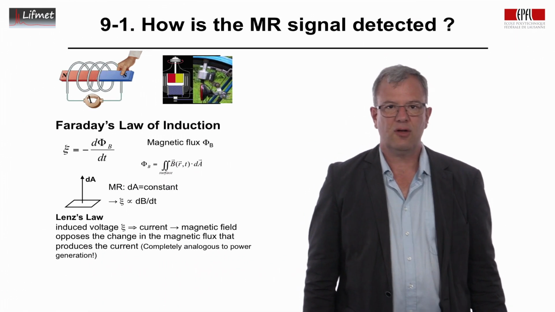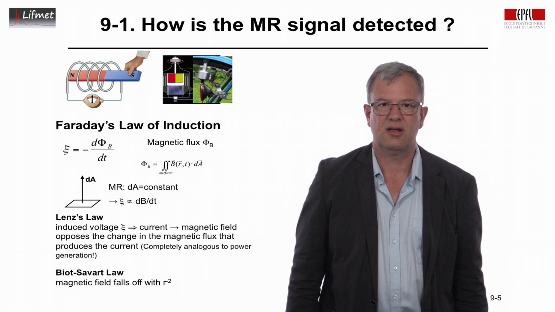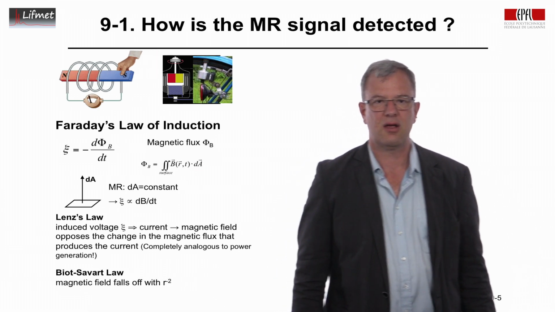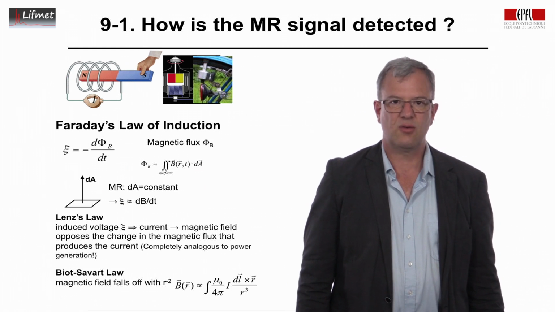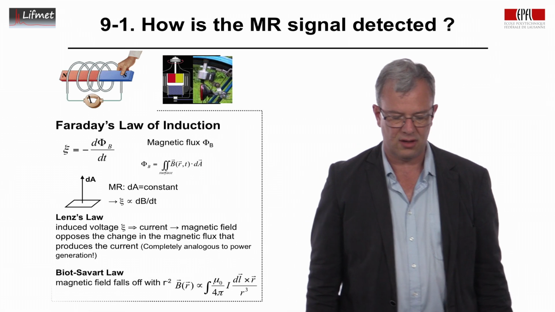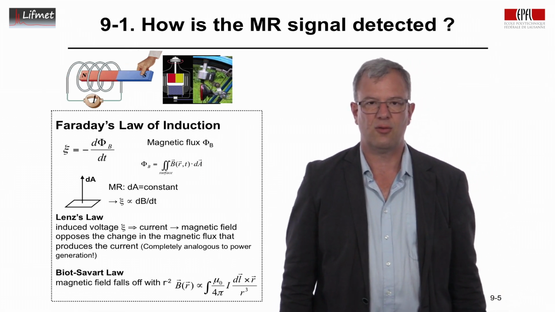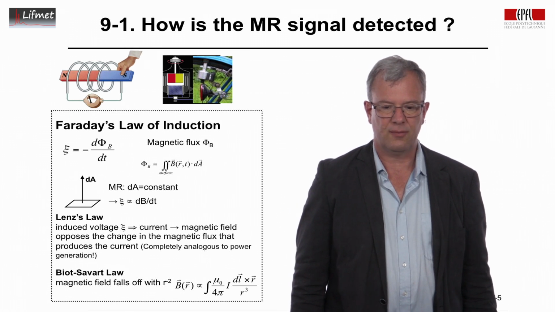Okay, now we also have to consider the law of Biot-Savart, which basically says that the magnetic field produced by a current falls off with the distance squared. So it's 1 over r squared. Here's the law of Biot-Savart. So these are the laws of electromagnetism that we're basing our observations on.